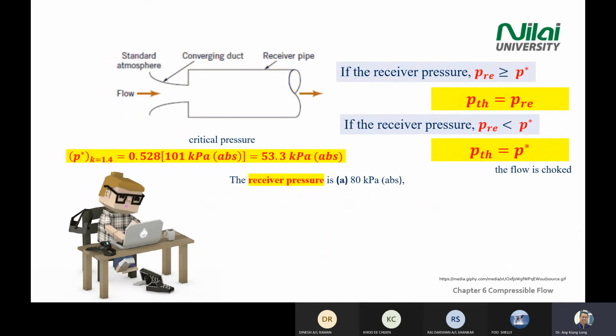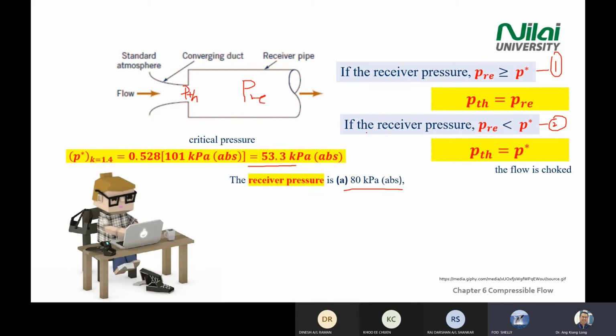So what happens in the first case? If your receiver pressure is 80 kilopascal, your P star is 53.3. What is the scenario at the P throat here? All the information is on this slide. So I'm going to ask a question. Shirley, what do you think? If your internal pressure is 80 kilopascal, which scenario does it fall under? Scenario 1 or scenario 2? Shirley, are you there?